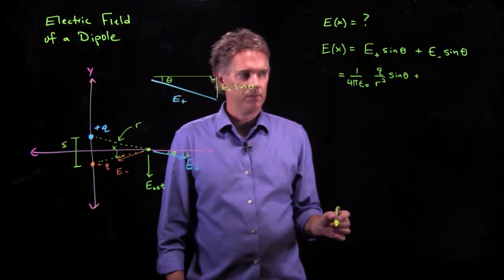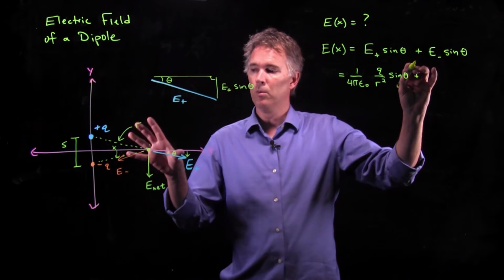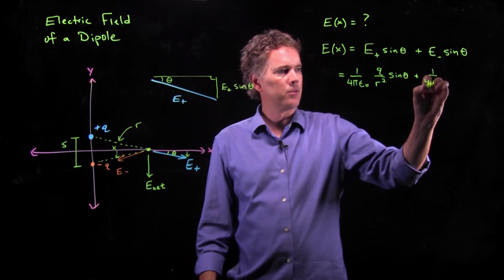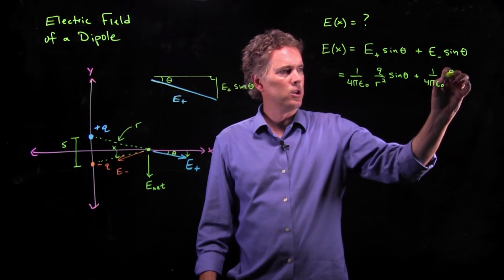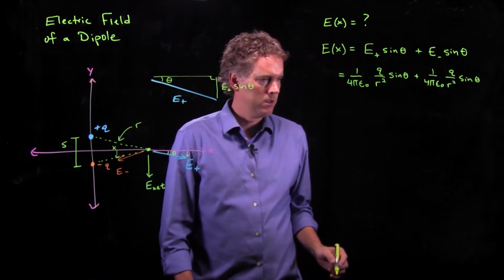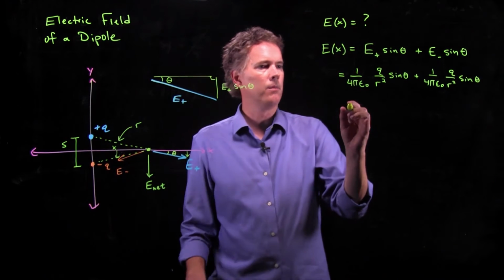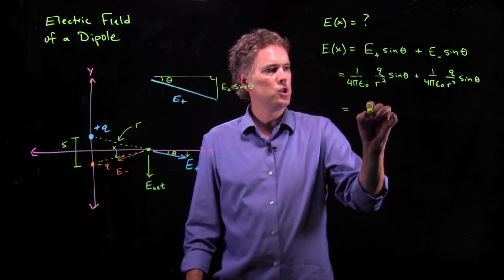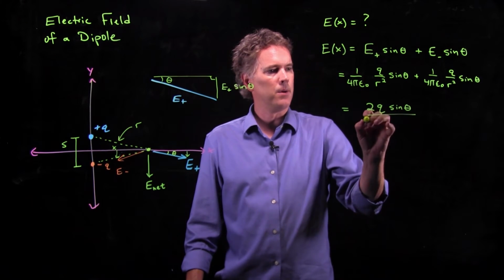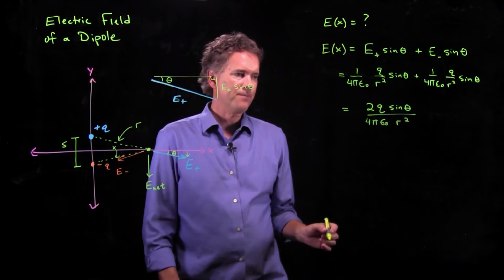What about E minus? E minus, in magnitude, remember, we've already taken into account the signs, is 1 over 4 pi epsilon naught, Q over r squared, sine theta. In magnitude, it's the exact same thing. That is super cool. We can just combine them and not worry about it. So we've got 2Q sine theta divided by 4 pi epsilon naught r squared.